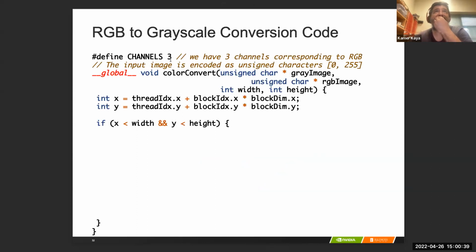So we have 3 channels corresponding to RGB. The input image is encoded as unsigned characters, with values from 0 to 255. So this is the gray image output. This is the input RGB image, and this is the width and height of the image. So let's see. We have X and Y here. We have threadIdx plus blockIdx times blockDim. The same thing that we did before to map the threads to the pixels.